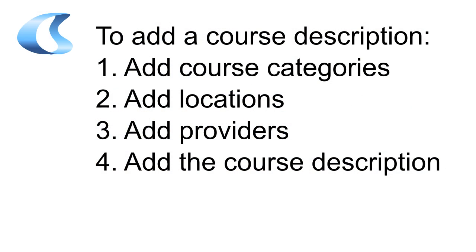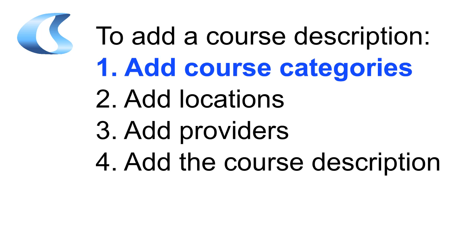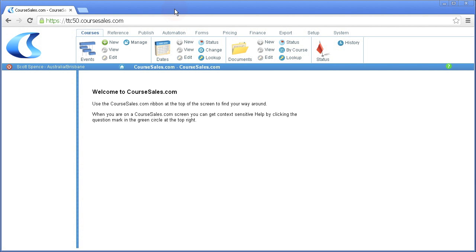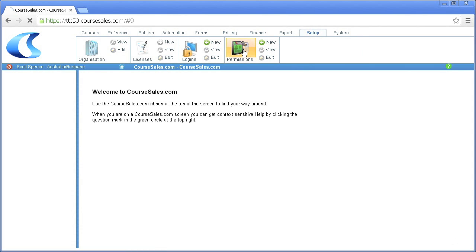To add a course description, we need to add the course categories, locations, and providers as options, and then add the course description. The first step is the course categories. To do the categories, the locations, and providers, we need to make sure the options permissions are correctly set up.